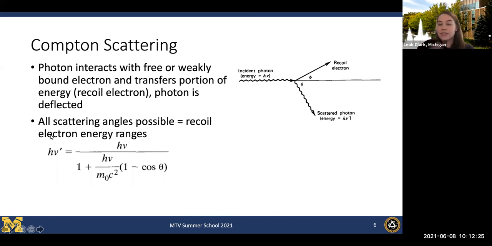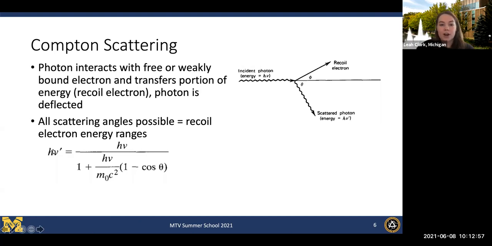This can occur for all scattering angles possible, and therefore the recoil electron energy ranges. Tomorrow in detection, we'll learn about the Compton spectrum, basically, where we can get a wide range of electron energies depending on its angle. And our equation, in order to find out what the energy of the scattered photon is, which can also help us find the energy of the recoil electron, is right here.